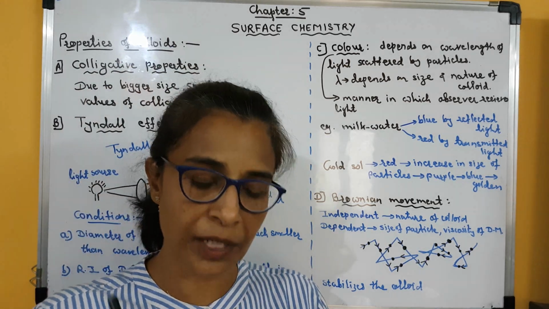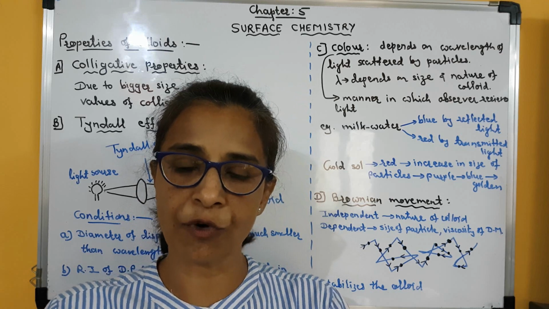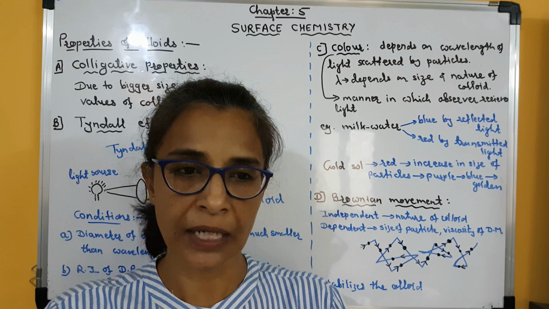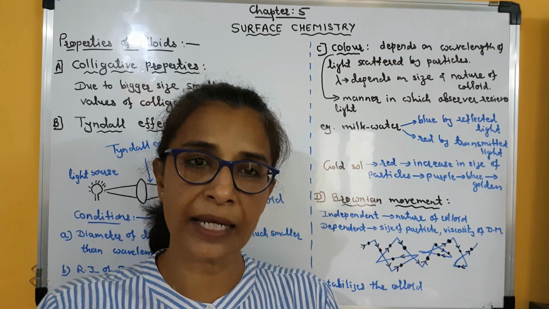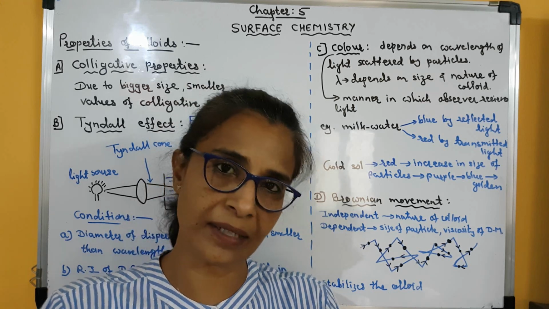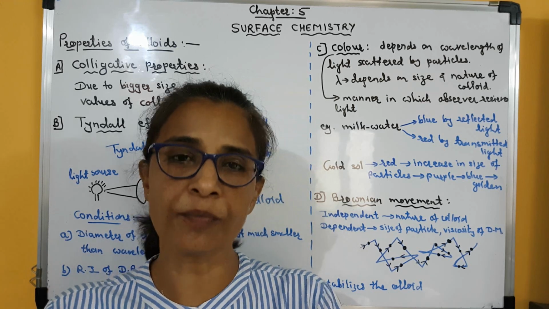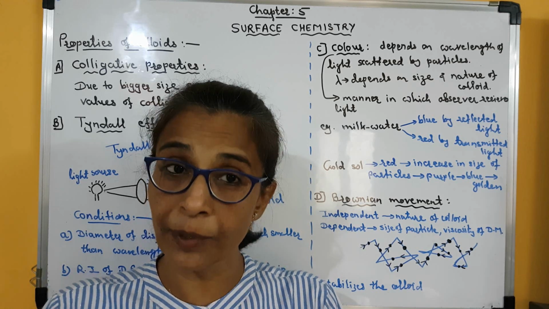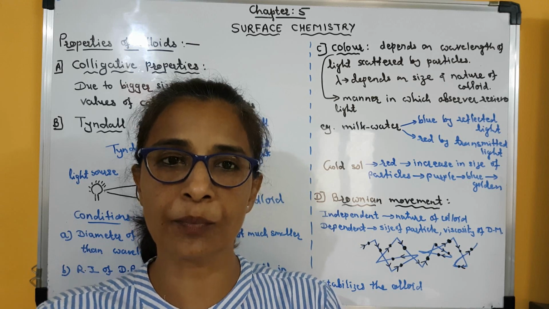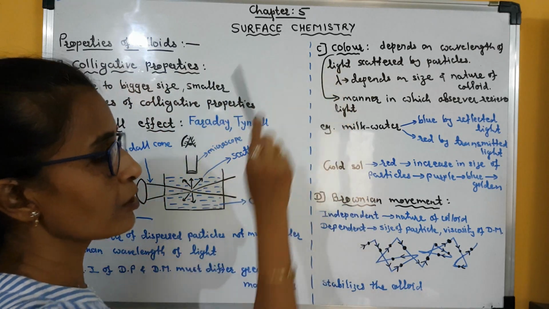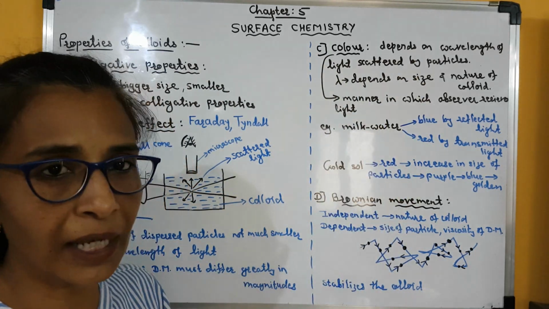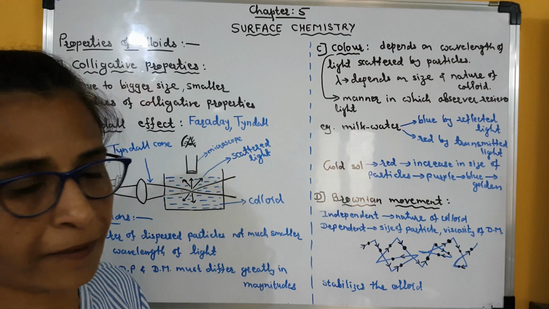We also know that suppose we have a blue color solution, for example copper sulfate solution, it is blue in color. Why is it blue in color? When the visible light falls on the copper sulfate solution, all the wavelengths present in that visible light are absorbed by the solution, but the blue color wavelength is not absorbed, and that is why the solution appears blue. Similarly, here also the color of the colloidal solution depends on the wavelength of the light scattered by the particles.